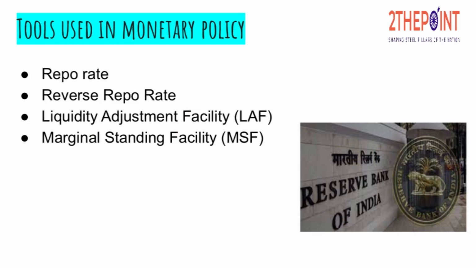Next, let's talk about tools used in monetary policy. There are certain tools which are used by the Monetary Policy Committee, and with the help of these tools, the RBI either takes out money or injects money in the economy. So we'll first see what these are. This is the repo rate, the reverse repo rate, the liquidity adjustment facility, and the marginal standing facility. What these tools are and how they are used, we'll discuss in the upcoming videos. As of now, you can just read out the names here.